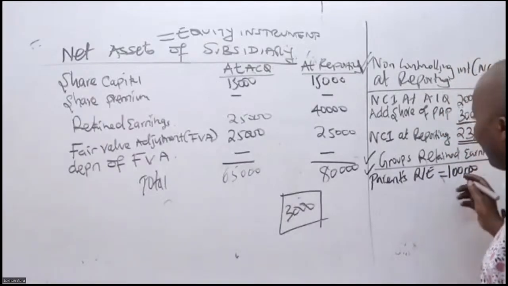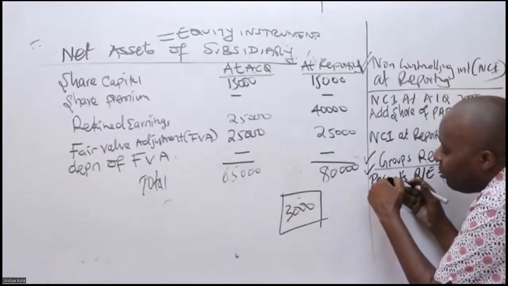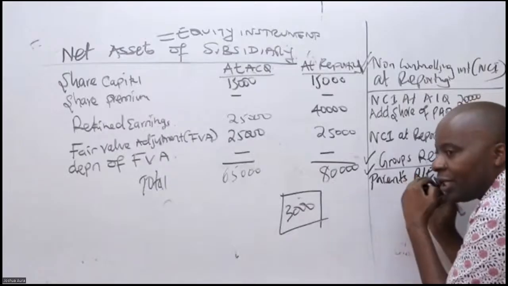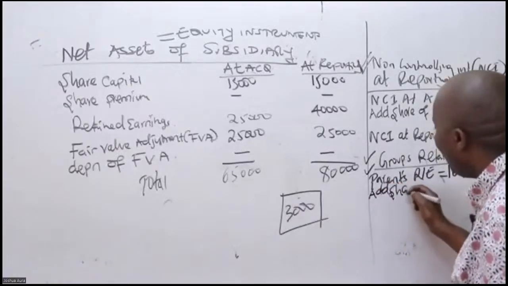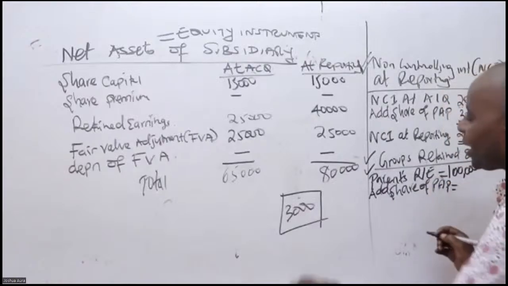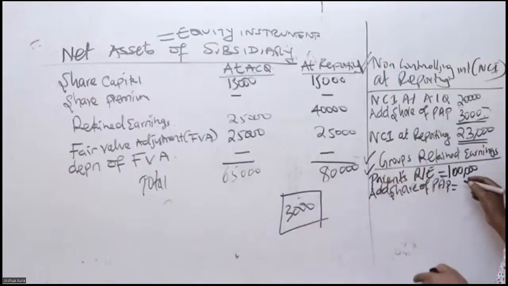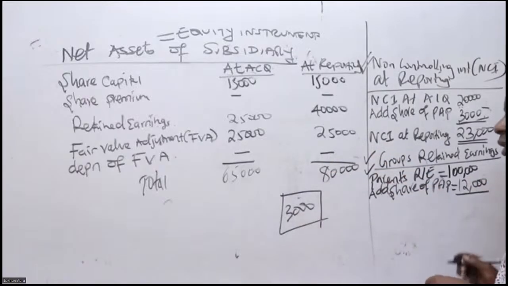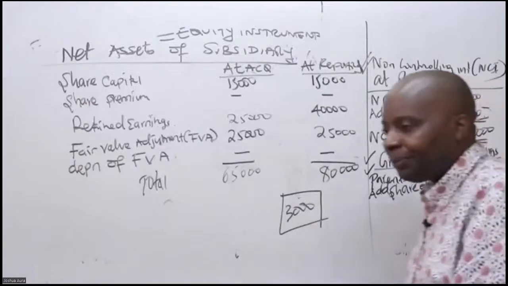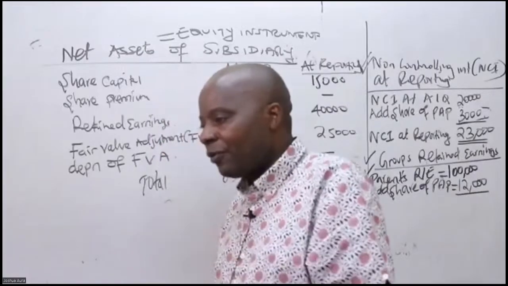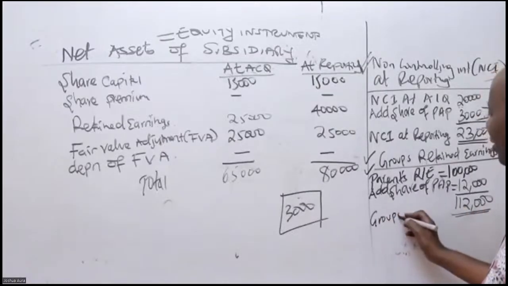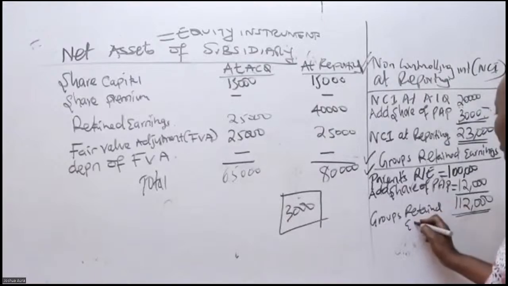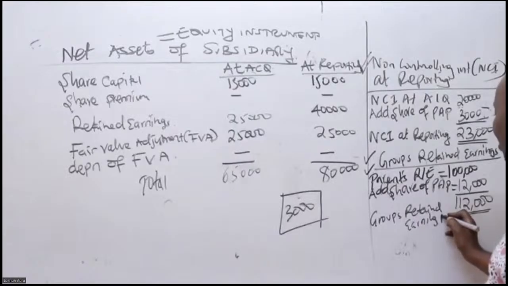But this parent, in the year, has gotten a contribution from the subsidiary. So they say, add share of POP. If you remember that cell where you had the POP, the post-acquisition profit, you simply come and add it there. 12,000. So this gives us 112,000. So this is the group's retained earnings at reporting.